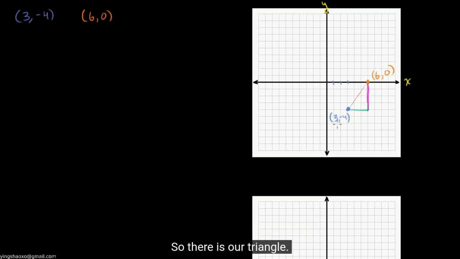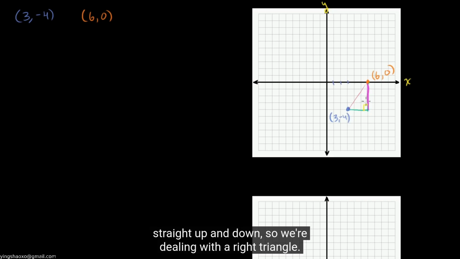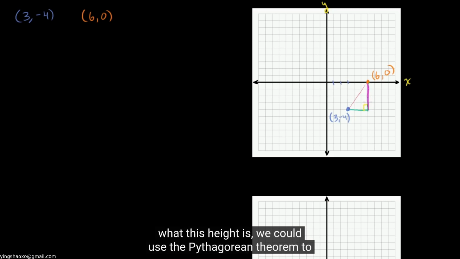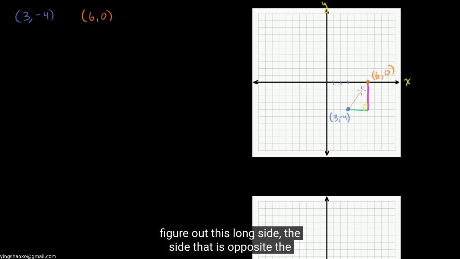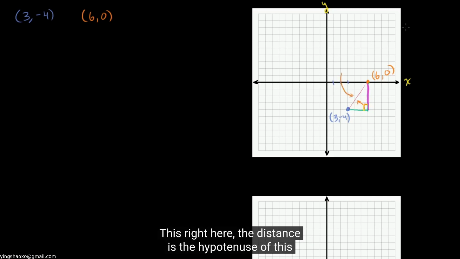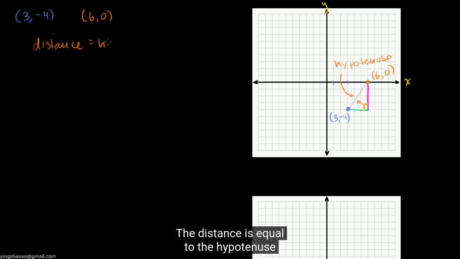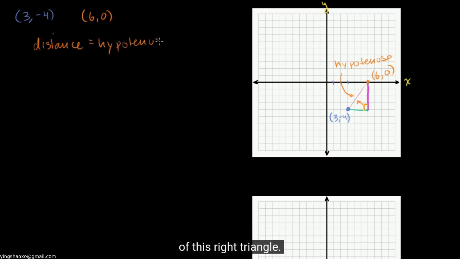So there's our triangle. And you might immediately recognize this is a right triangle. This is a right angle right there. The base goes straight left to right. The right side goes straight up and down. So we're dealing with a right triangle. If we could figure out what the base length is and what this height is, we could use the Pythagorean theorem to figure out this long side, the side that is opposite the right angle, the hypotenuse. This right here, the distance, is the hypotenuse of this right triangle. Let me write that down. The distance is equal to the hypotenuse of this right triangle.